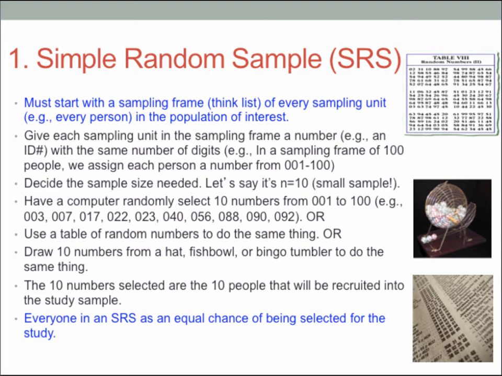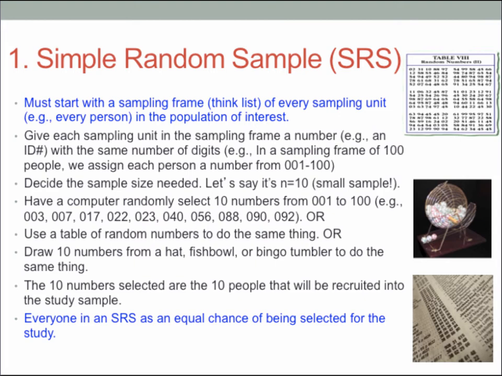So we can have a computer randomly select individuals from a number, right? We can say our numbers range from 001 to 100. And the computer will just randomly select 10 numbers. There you go. Any person who is identified as 003, 007, and so on and so forth will then be selected to be in our sample.